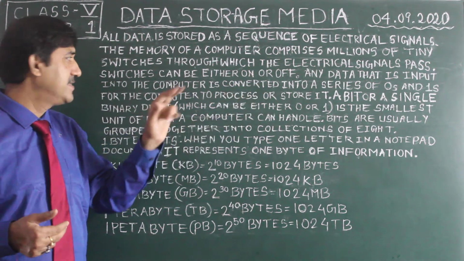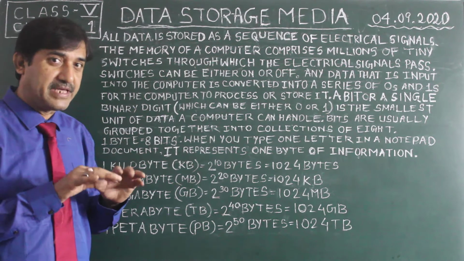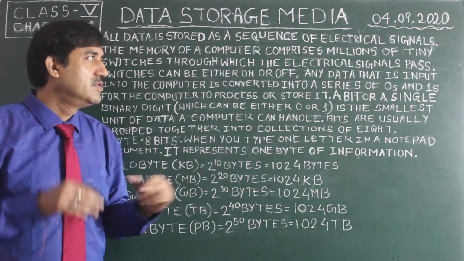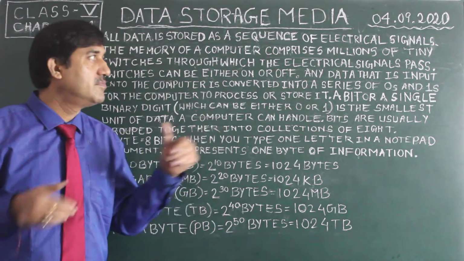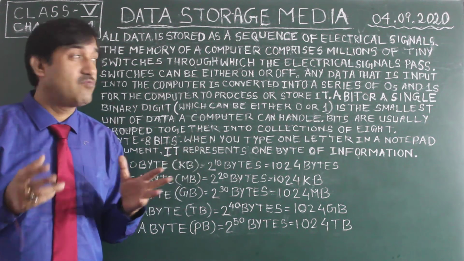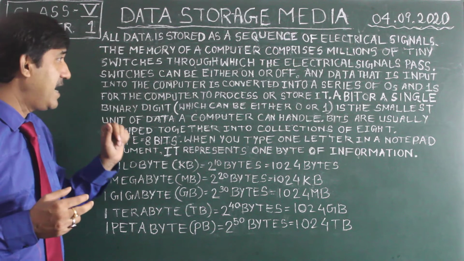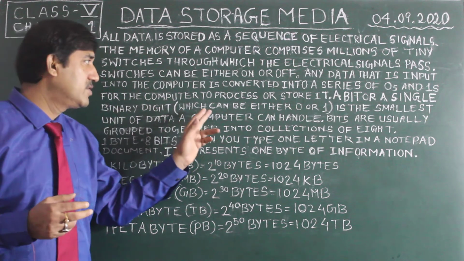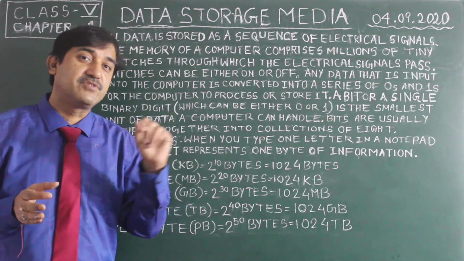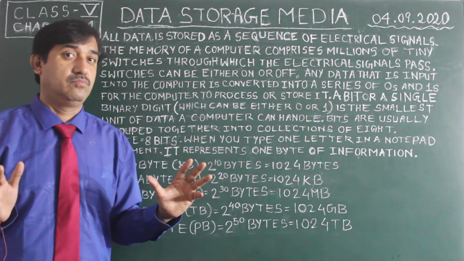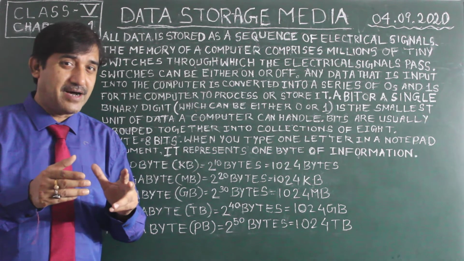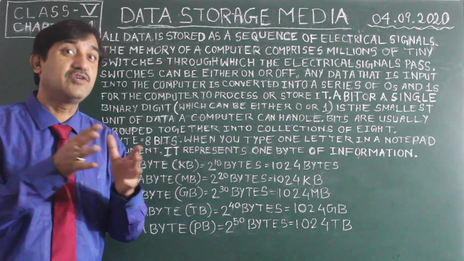Any data that is input, whatever we are giving from the keyboard, is converted into a series of zeros and ones. As I have told you, it is converted to 0s and 1s. I also told you that machine language is 0 and 1, so it is converted to 0s and 1s. And for the computer to process or store it, it can only store if it is getting signals of 0 and 1. Otherwise it cannot store. And if it is stored, then what is the unit of it?